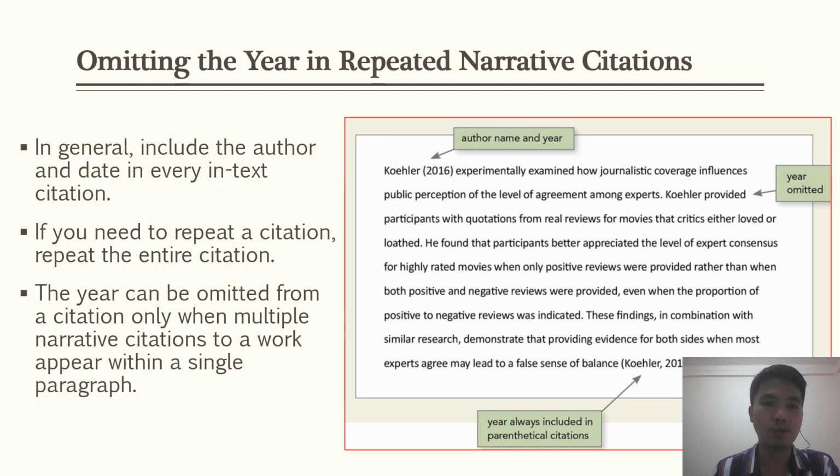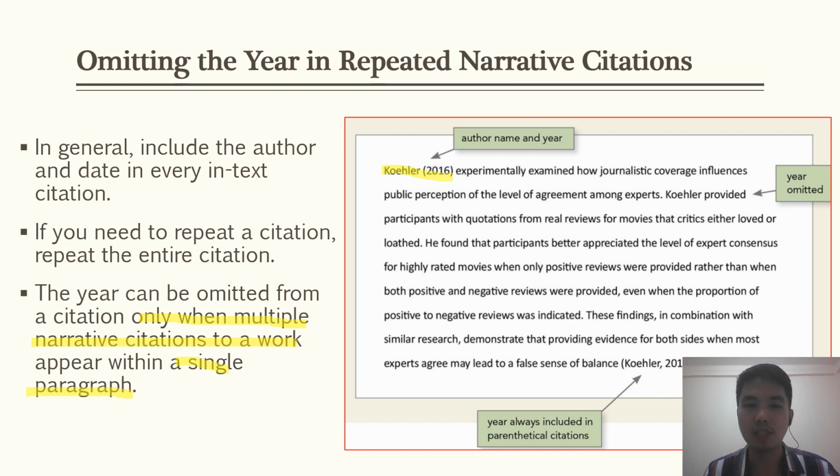There are also rules in omitting the year in repeated narrative citations. So in general, include the author and the date in every in-text citation. But if you need to repeat a citation, repeat the in-text citation. Okay, but the year can be omitted from a citation only when multiple narrative citations to a work appear in a single paragraph. So tignan natin yung example dito.